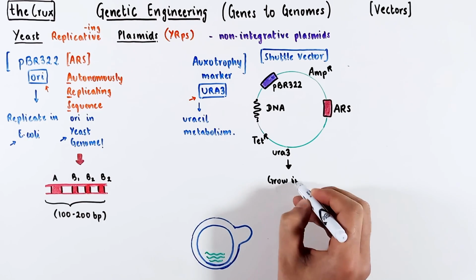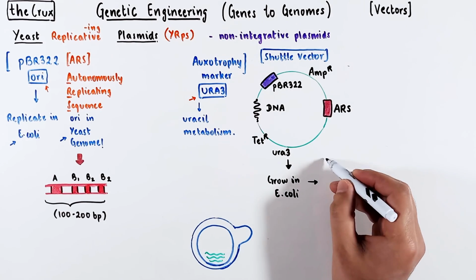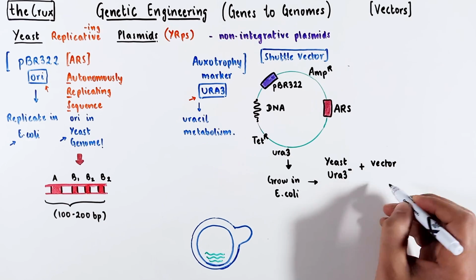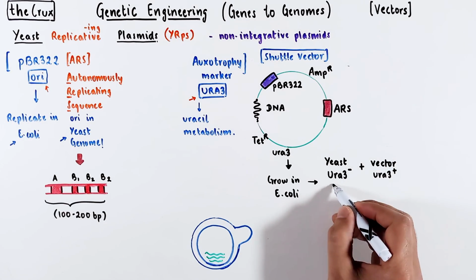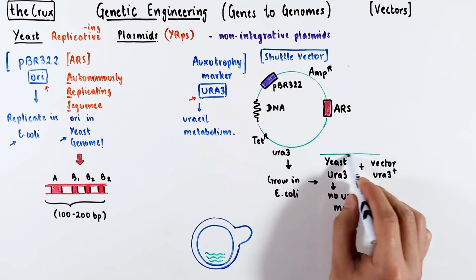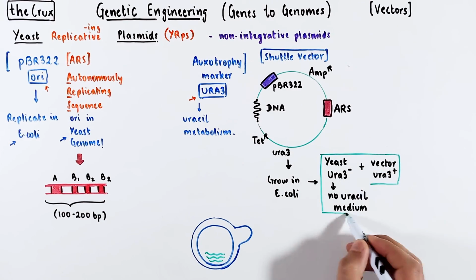You grow them in E. coli first, then move them to the appropriate host where the vector can complement the host. The host receiving the vector will survive even if you don't provide the yeast with external uracil. All the yeast that do not receive the vector will die because the host cannot be complemented.